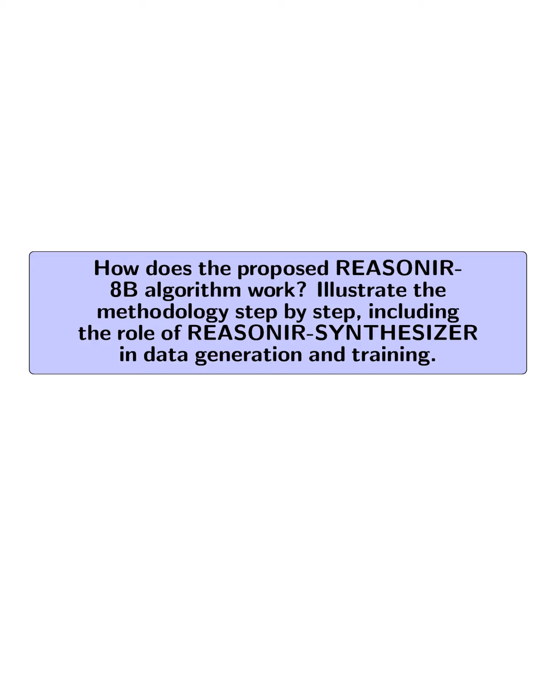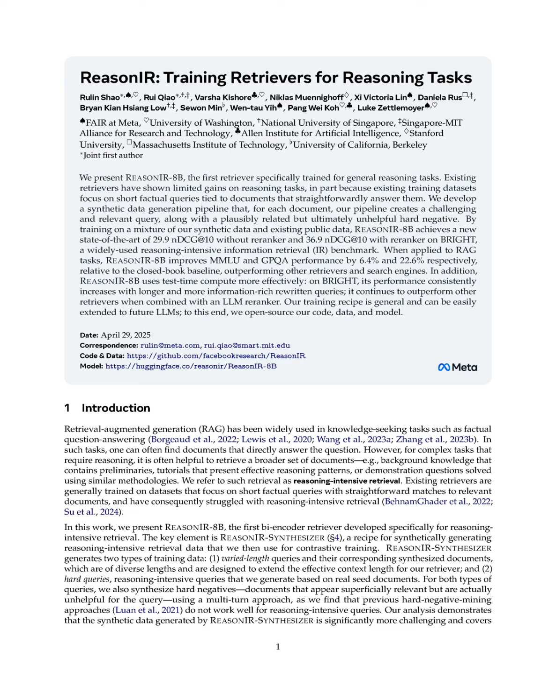How does the proposed ReasonIR 8B algorithm work? Illustrate the methodology step by step, including the role of ReasonIR synthesizer in data generation and training. The proposed ReasonIR 8B algorithm operates through a systematic methodology aimed at enhancing reasoning-intensive retrieval. First, it utilizes ReasonIR synthesizer to generate synthetic training data, which includes two main types: varied-length queries paired with synthesized documents to extend the effective context length, and hard queries derived from real seed documents to challenge the retriever.